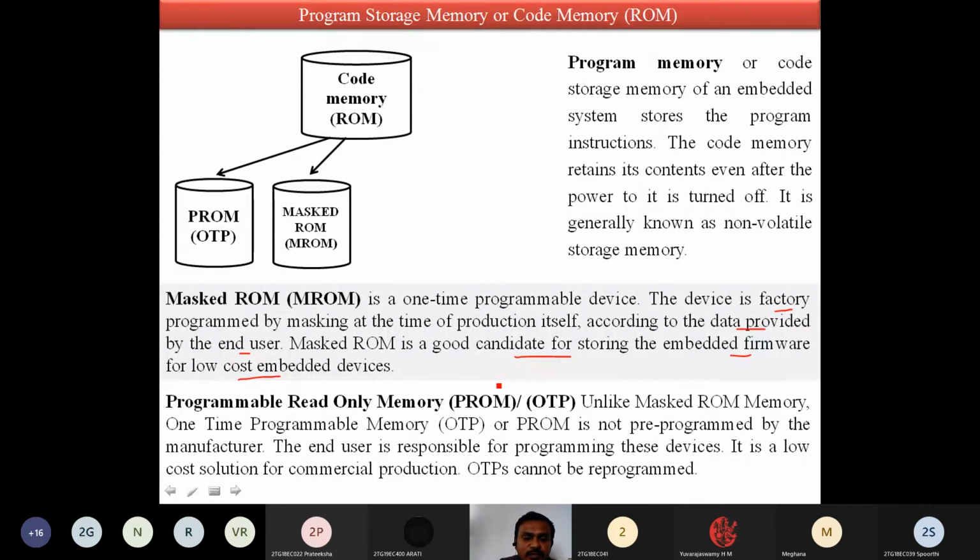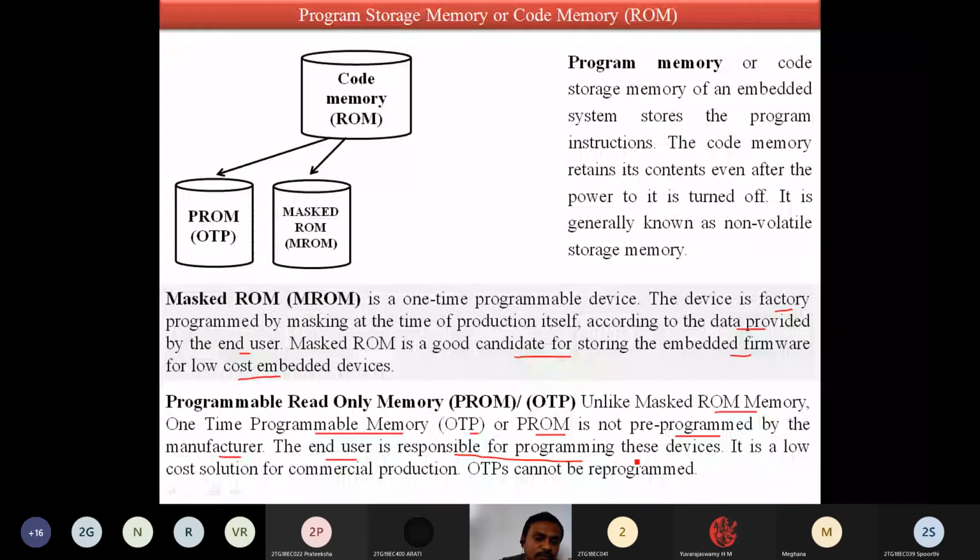the one-time programmable memory, sometimes called OTP, or programmable read-only memory, PROM, is not pre-programmed by the manufacturer. The industry is not going to write the programs in that chip, in that memory. It is going to give a blank, empty chip to the user. So the end user is responsible for programming this device. We can write one program only one time. It cannot be reprogrammed after programming. So this is the difference between MROM and PROM.